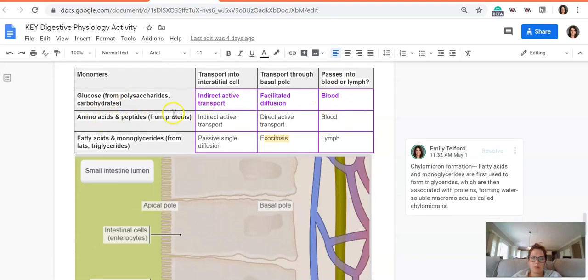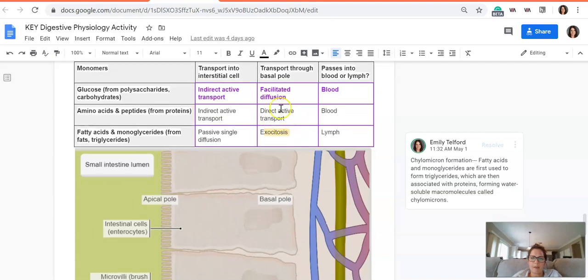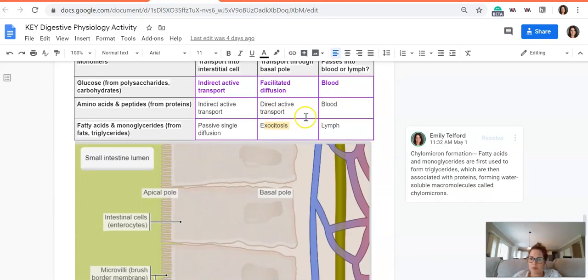Amino acids and peptides, which are the monomers that make up proteins, first get into the cell through indirect active transport, same thing as glucose, and then leave with direct active transport. Again, that requires energy on the cell's part and requires some sort of surface protein. And then they get into the blood.